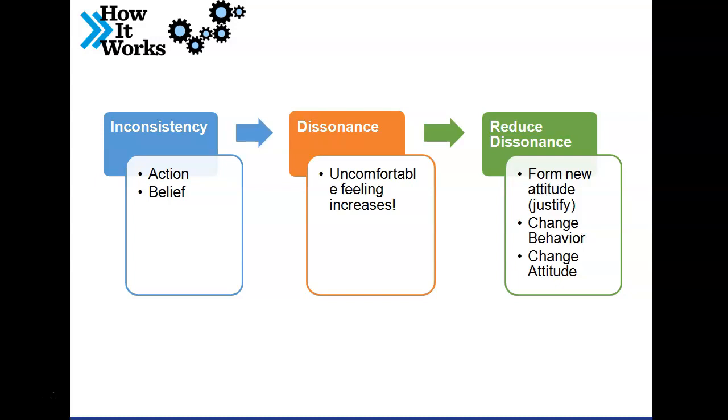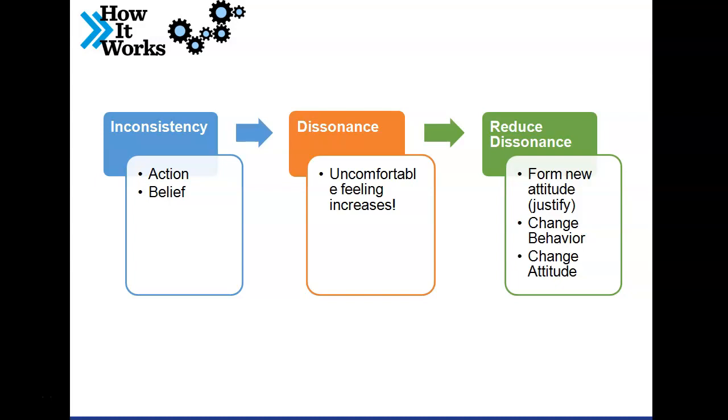And you can only do, really, three things. You can form a new attitude, or you can justify why you behave differently than how you feel. You can change the behavior, so you can stop doing that thing that goes against your attitude, or, kind of the opposite, you can change that attitude.